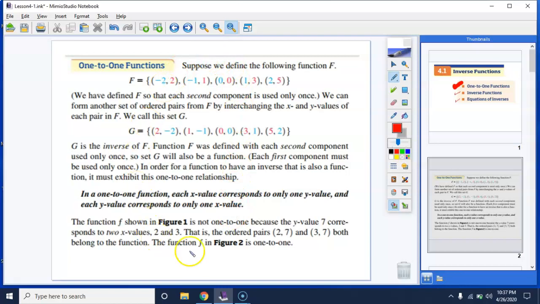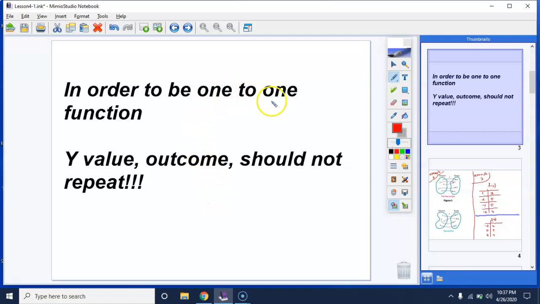There's a long definition here, but I want you to stop at this point and read it. But to be a one-to-one function, that's my criteria. In a one-to-one function, each x value corresponds to one y value. And to make it easier, I go with this way. In order to be a one-to-one function, the y value, which is the second ordered pair outcome, shouldn't repeat. If we see that repeating, that function won't be a one-to-one function.